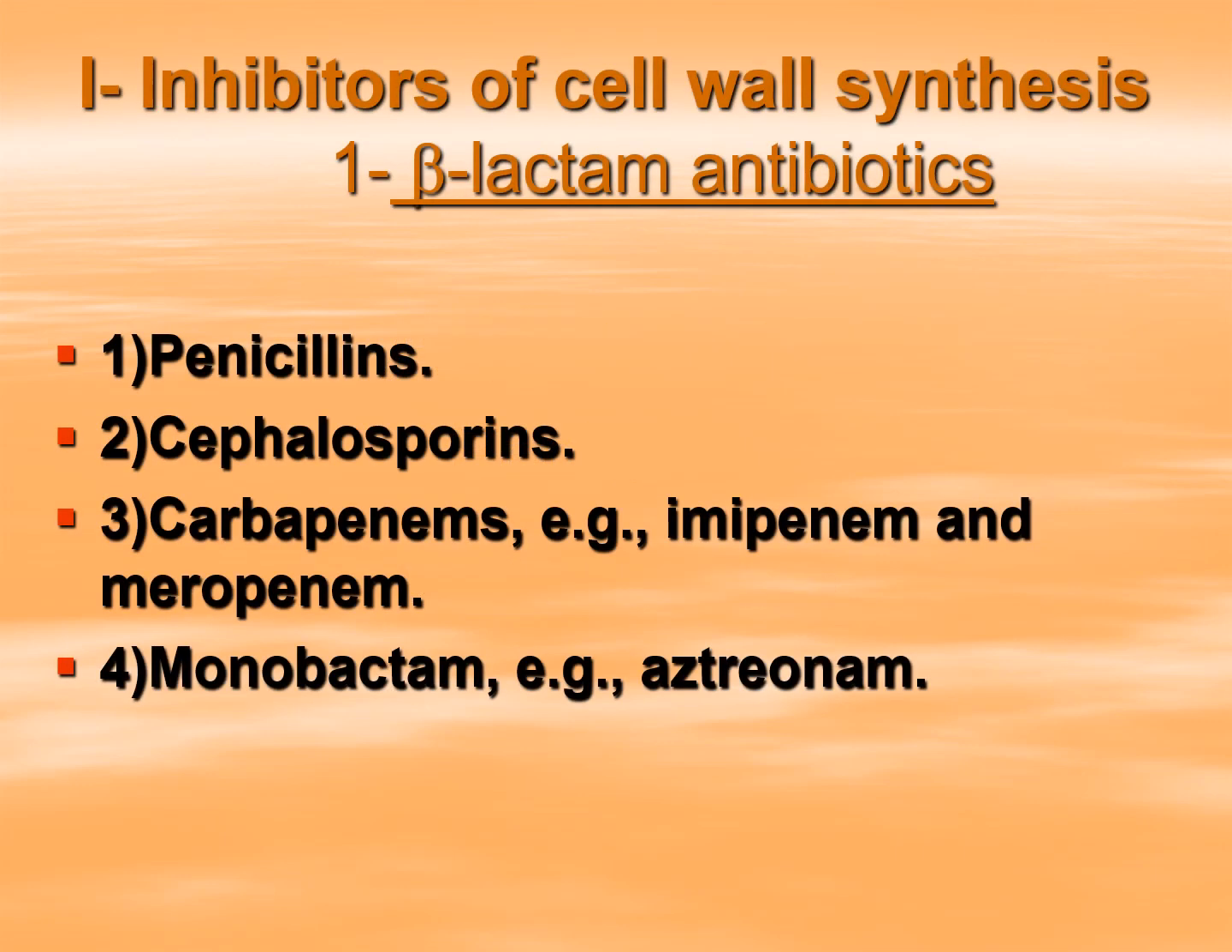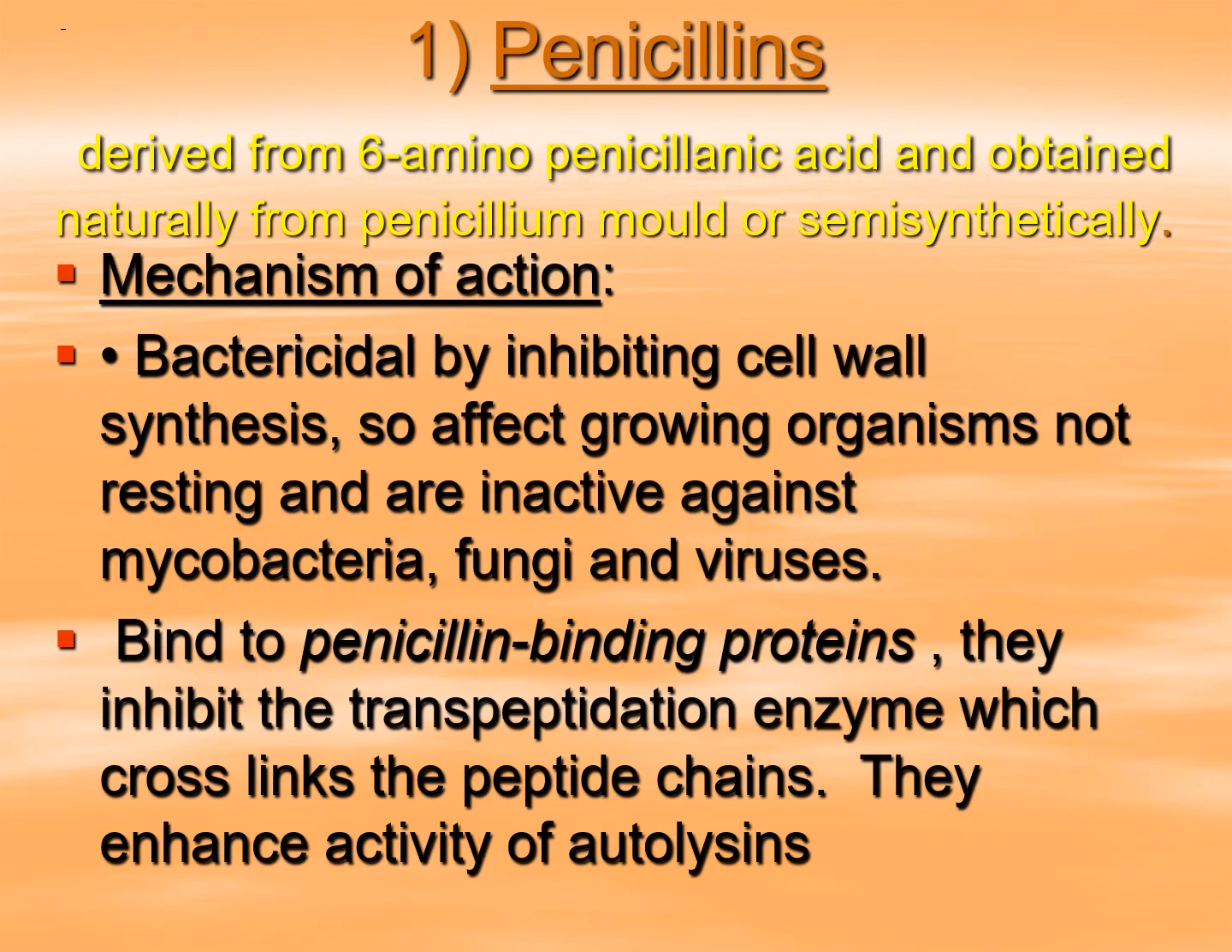We start with drugs which inhibit cell wall synthesis. We have beta-lactam antibiotics, which include penicillins, cephalosporins, carbapenems, and monobactam. Penicillins are derived from 6-aminopenicillanic acid, and they are obtained naturally from Penicillium mold fungus or prepared semi-synthetically.